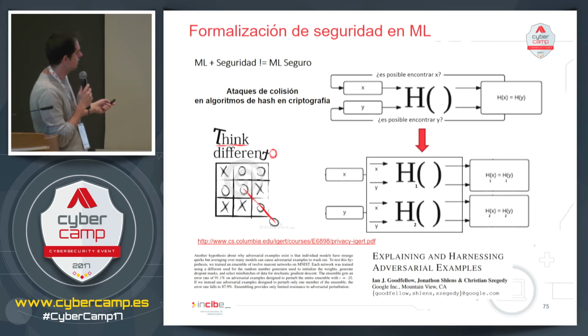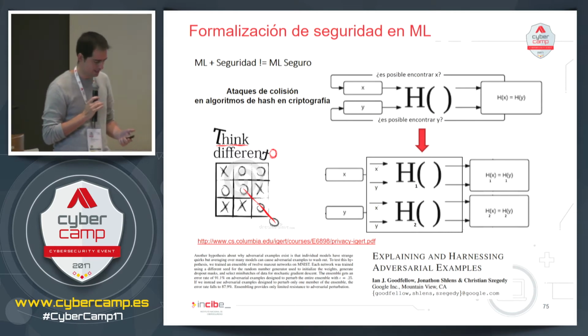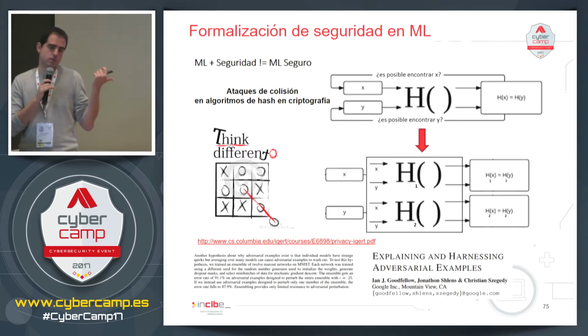So an attacker chooses an X and Y entry, and it's very difficult to find an XY that collides in the two functions at the same time. It's a classic example of cryptography.